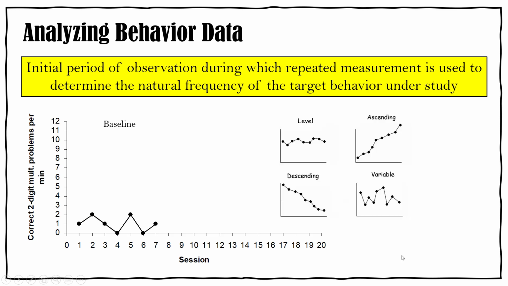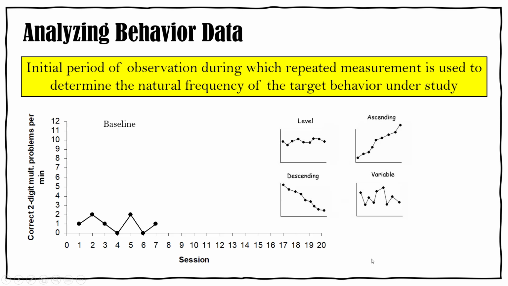Now there's a couple of different ways that the data path could go. It could be level, which is great. It could be increasing or ascending, and it could be decreasing or descending. So those are our three directions. It could be level, increasing, or decreasing.